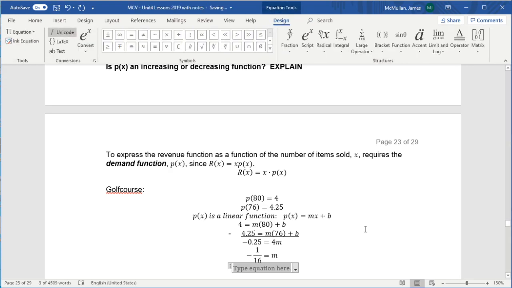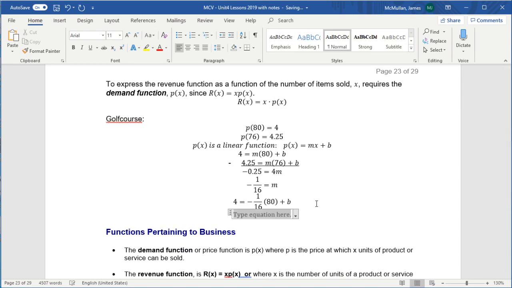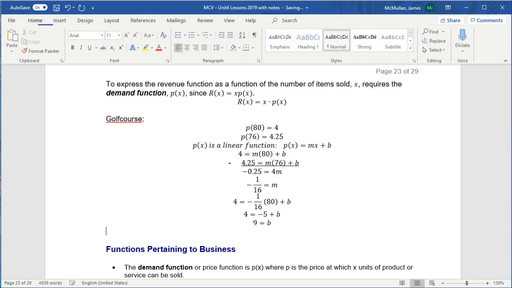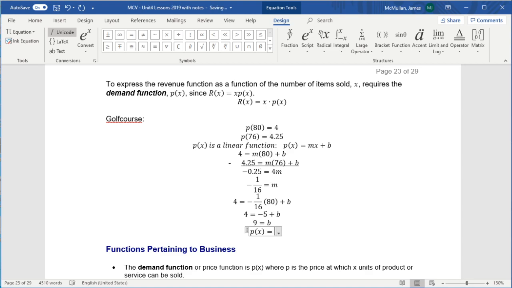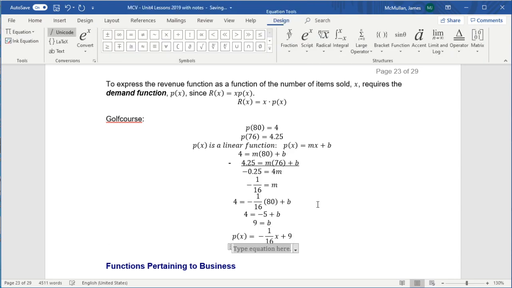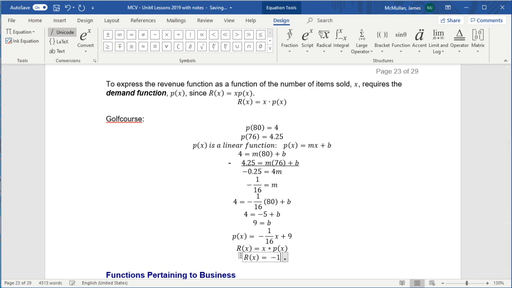Now if negative 1 over 16 is m, we go 4 equals negative 1 over 16 times 80 plus b. I'm just subbing m into one of my equations. Then I get 4 equals negative 5 plus b, so 9 equals b. Therefore our price equation, P of x, is equal to negative 1 over 16 x plus 9. Our revenue equation is just x times P of x, and therefore our revenue equation is negative 1 over 16 x squared plus 9x.